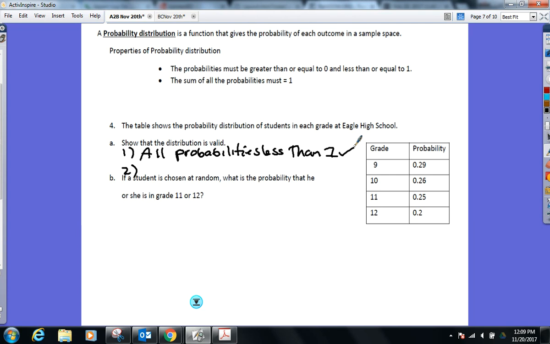Second thing you guys got to check for, all the probabilities they give you better add up to what? 1, 100%, right? All probabilities should add up to 1. So let's check right now with me. 0.29 plus 0.26 plus 0.25 plus 0.2. What do we end up with?